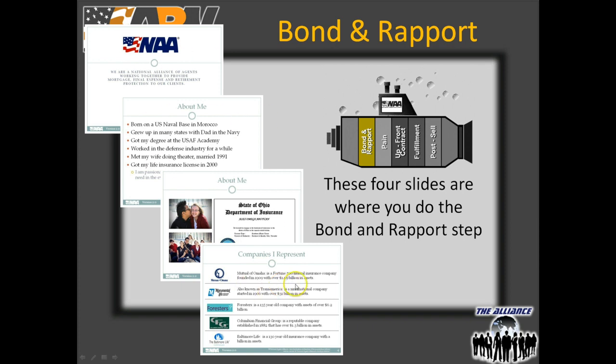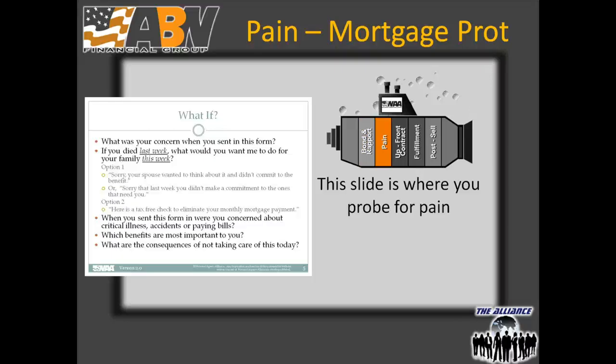So between these four slides, you should be able to create enough bond and rapport where you can create that trust and believability. Okay. So now, once you get through these four slides, you should be able to close the bond and rapport compartment and then move on to the pain. This is what the pain slide looks like for the mortgage protection sale. It's the what if slide. And this is where you spend time finding out why the client sent this form in, this mortgage protection lead in.